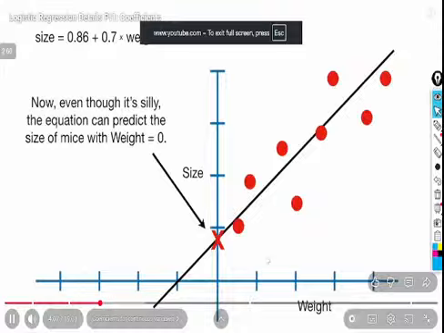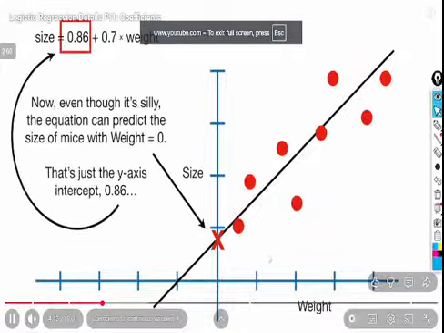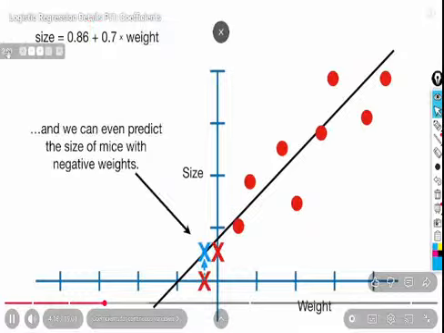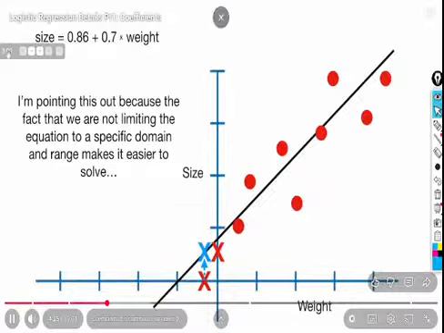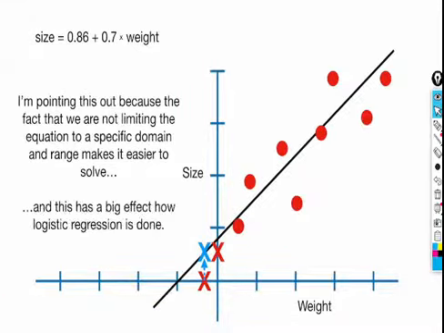Now, even though it's silly, the equation can predict the size of mice with weight equals 0. That's just the y-axis intercept, 0.86. And we can even predict the size of mice with negative weights. I'm pointing this out because the fact that we are not limiting the equation to a specific domain and range makes it easier to solve. And this has a big effect on how logistic regression is done.